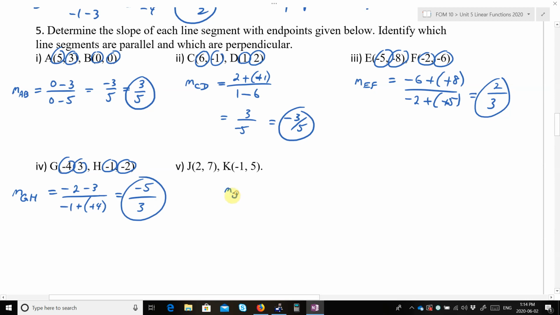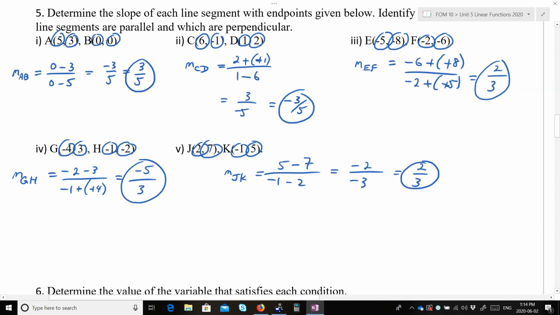And the slope of JK is equal to y2 minus y1 over x2 minus x1. And we get negative 2 over negative 3, which is 2/3. Okay, and then it wants us to identify which line segments are parallel and which are perpendicular. So when you have equal slopes, you have parallel. So you can see that we've got 2/3 and 2/3. So EF is parallel to this JK one.